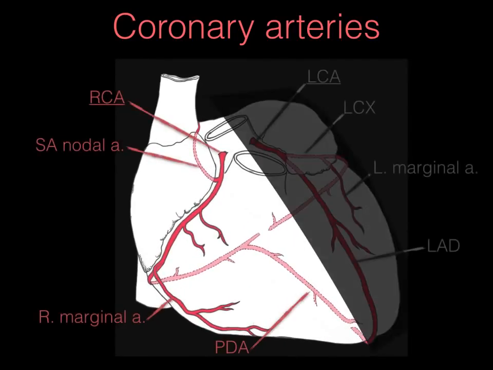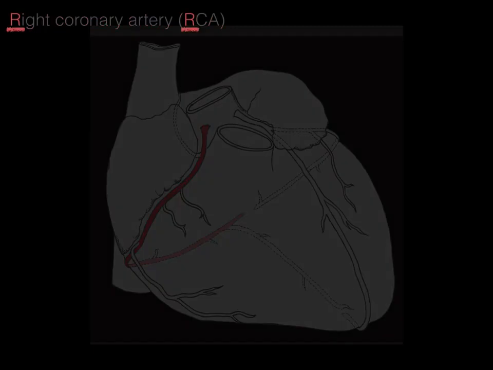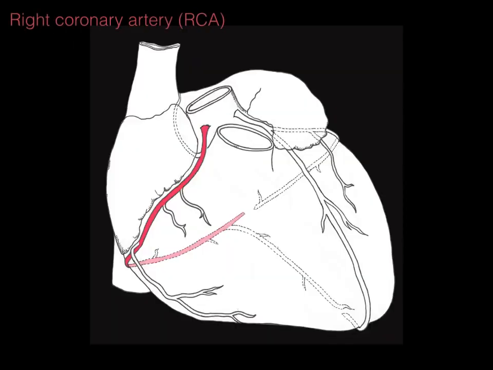Okay, so they're showing all the arteries labeled, and on the right side they are highlighted because we're going to start with the right coronary artery, that artery there. The right coronary artery gets its name from R for right, C for coronary, A for artery. That's where the RCA comes from. It arises from the aorta.